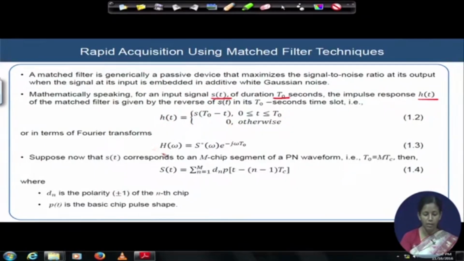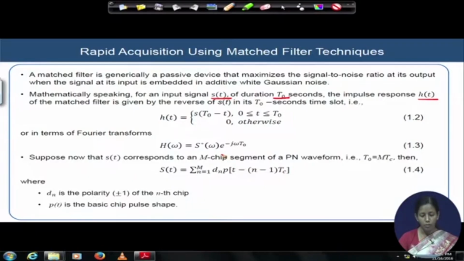Its equivalent transfer function will be obtained by taking the Fourier transform of equation 1.2, and we end up with equation 1.3, where the time delay in equation 1.2 is reflected as a phase offset.